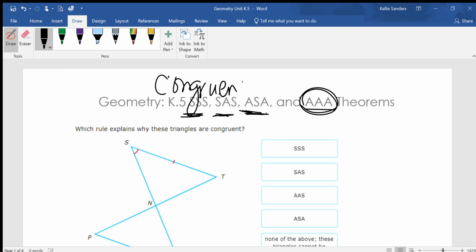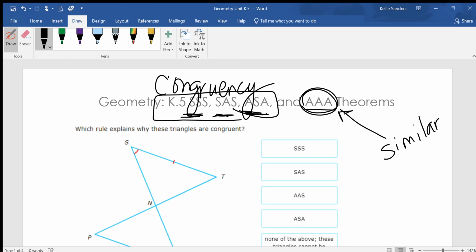congruency. That means if you are using these, then the triangles are congruent with the other triangles. If you are using angle, angle, angle, if you don't have any sides, basically, if you know all three angles are the same, but you don't know anything about the sides, then all we know about angle, angle, angle is that they are similar. They're the exact same shape, but one is smaller than the other.